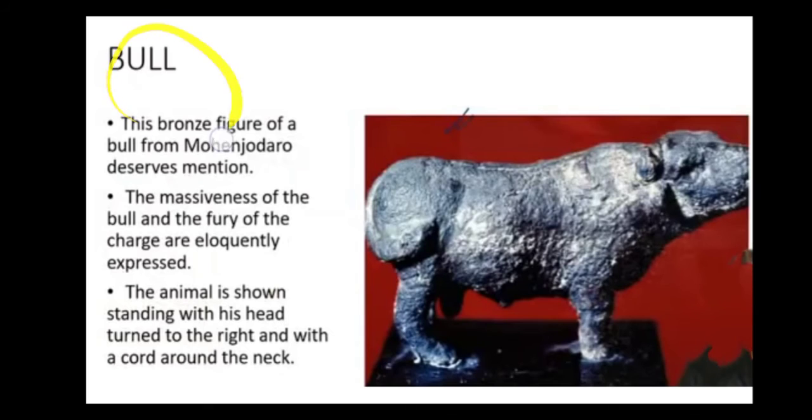Next, it is about the bull. It was made of bronze and found at Mohenjo-daro. The massiveness, the large size of the bull, and its fury of charge are eloquently expressed. The animal is shown standing with its head turned to the right, and with a cord around its neck.